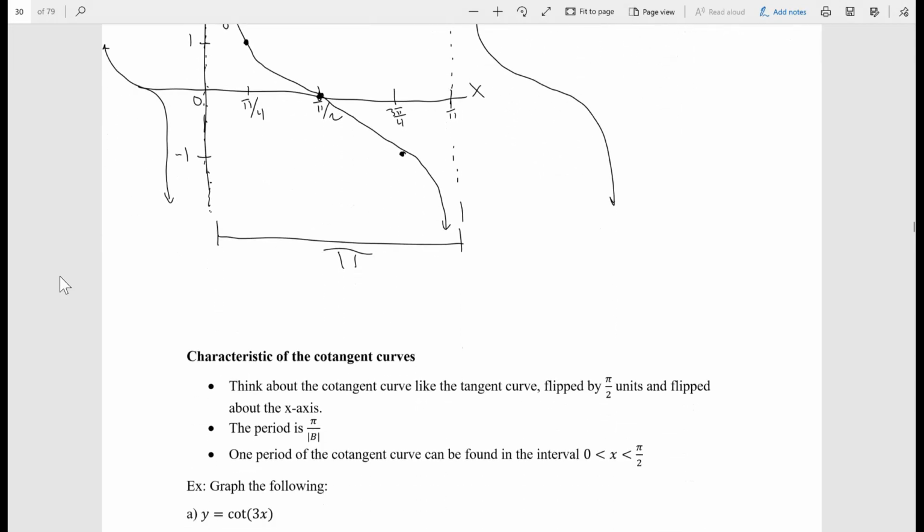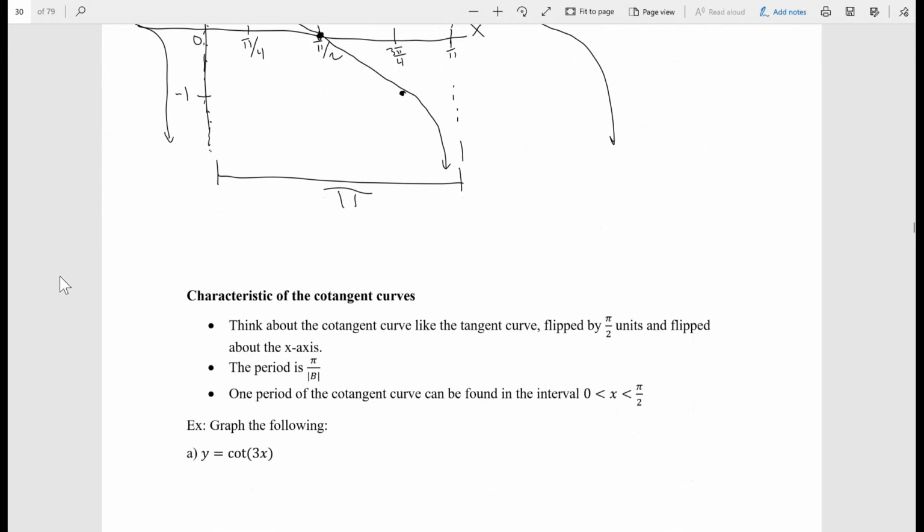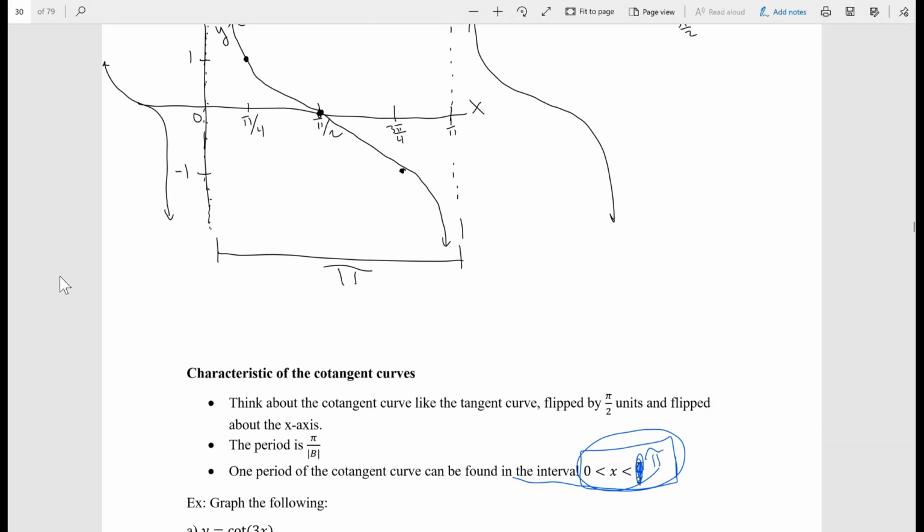So what I wrote here, there's a mistake that I want you to correct. This shouldn't be a pi over 2. This should be a pi. Okay, so please correct this because this is actually a really crucial mistake. So one period can be found in the interval from 0 to pi. And you can see that here. It's from 0 all the way to pi. So that's a mistake, so please correct that in your notes.